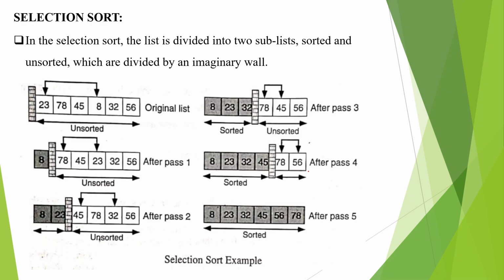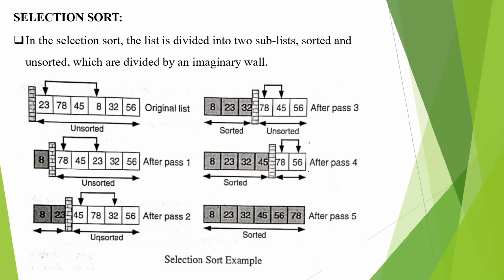We'll divide the list into two sublists. One list we call the sorted list and the other list we call the unsorted list. After each pass, one item from the unsorted list will be shifted to the sorted sublist. Okay, hope it is clear for you.